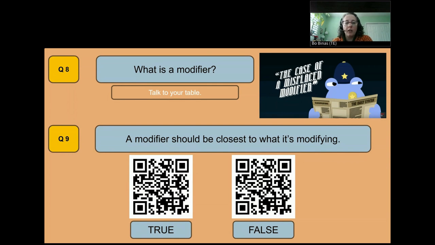A modifier should be closest to what it's modifying. Is that true or false? Let's select it on the board. Okay, fantastic. We got almost everybody. All right, it is true. A modifier should be closest to what it's modifying. Do you guys remember in the video they had thing 1 and thing 2 and then the modifier in the middle and they scooched it closer to what it should be modifying? So modifiers will modify whatever it is they're close to. Okay? Okay. So let's stop that.